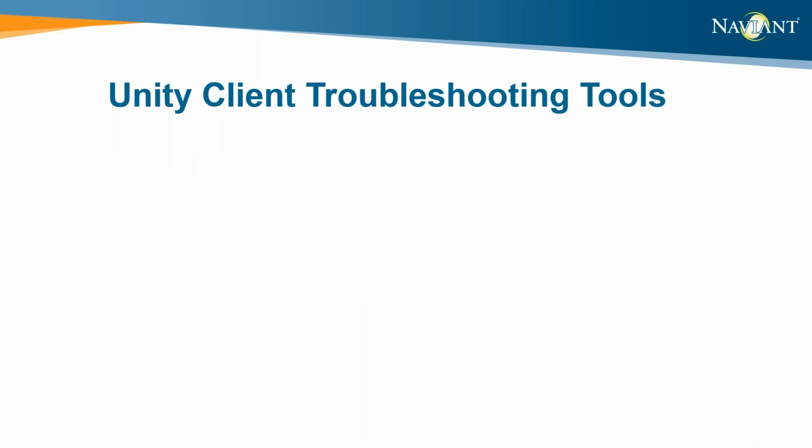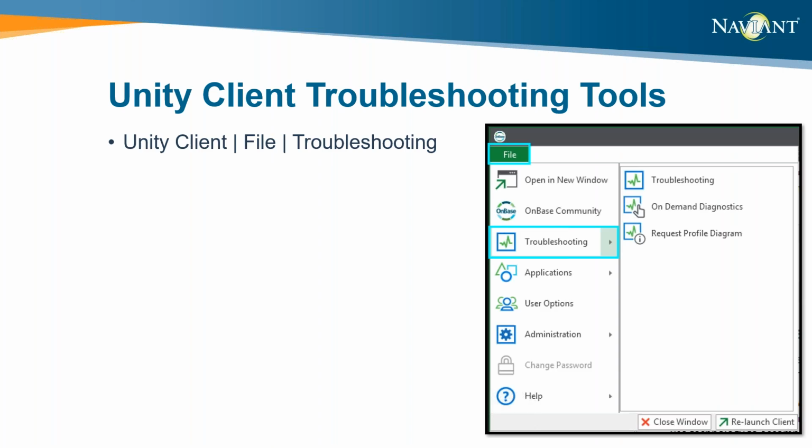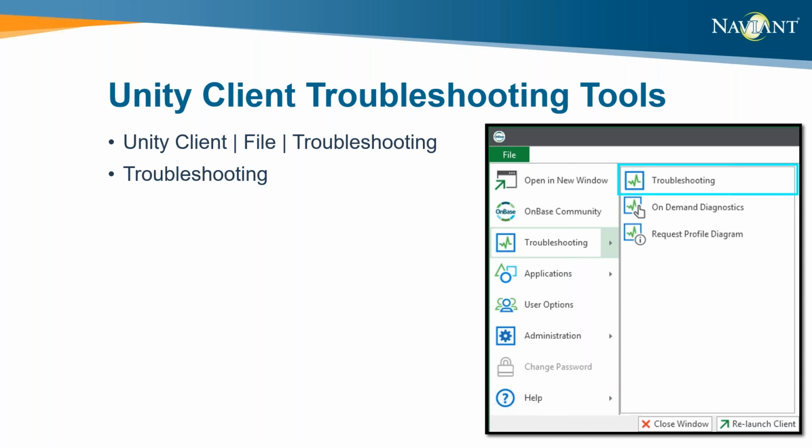Within the Unity client and with the correct permissions, the Unity client is equipped with some troubleshooting tools. These tools can be found by navigating to File and Troubleshooting. Here you'll find some tool options. The first we'll talk about is the troubleshooting option. From a client perspective, you may see additional information that you would not capture on the server side. These logs are typically used only when working with Navient. So if you do capture anything within the troubleshooting in the Unity client, save it to a file to provide the information gathered to our specialists.